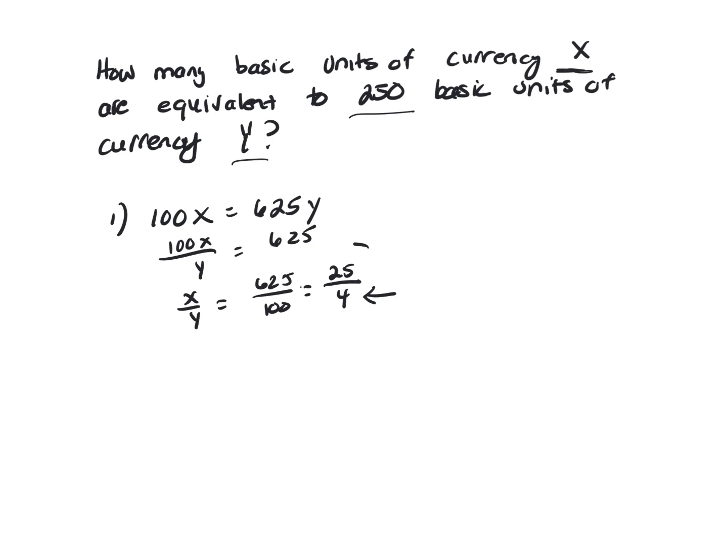So now we have a ratio, and so now we can figure out how many basic units of currency X are equivalent to 250. We know that the ratio is 25 to 4, so that gives me enough information to answer the question.